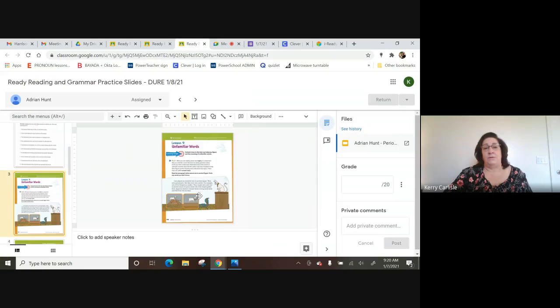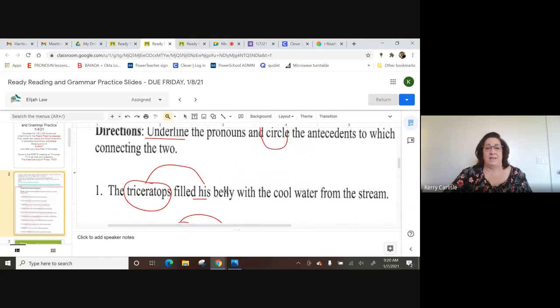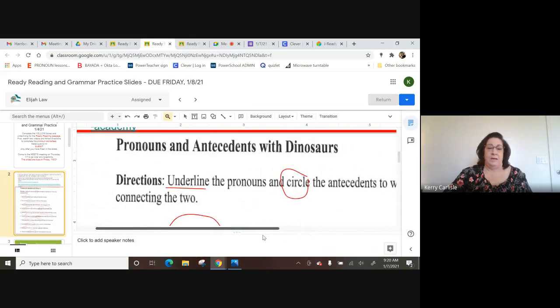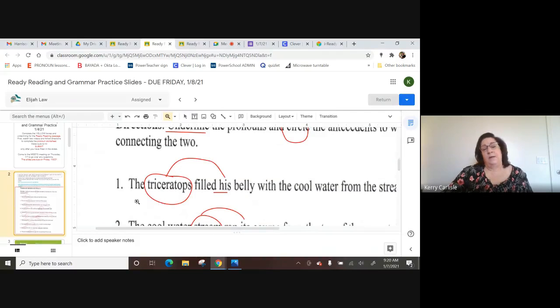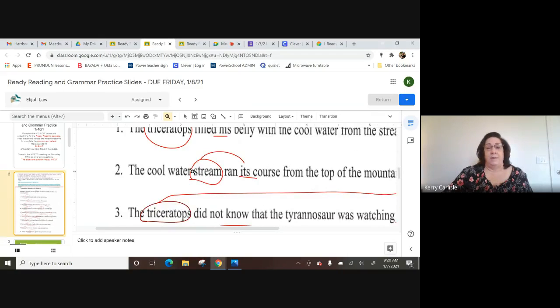And so when you're doing this, don't panic, okay? I know that it says that you can draw a line connecting the two. Well, you don't necessarily have to do that on number 1. I mean, if you can just circle Triceratops and underline his, you're doing really good. All right. But remember, it says the cool water stream ran its course from the top of the mountain. And its relates back to stream. So stream is your antecedent and its is the pronoun.